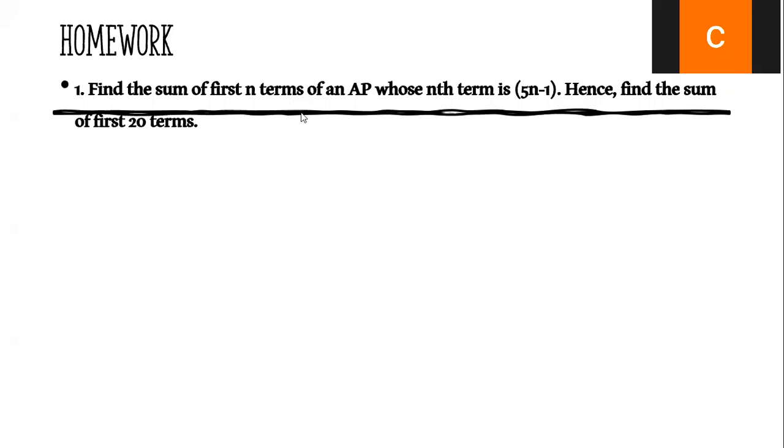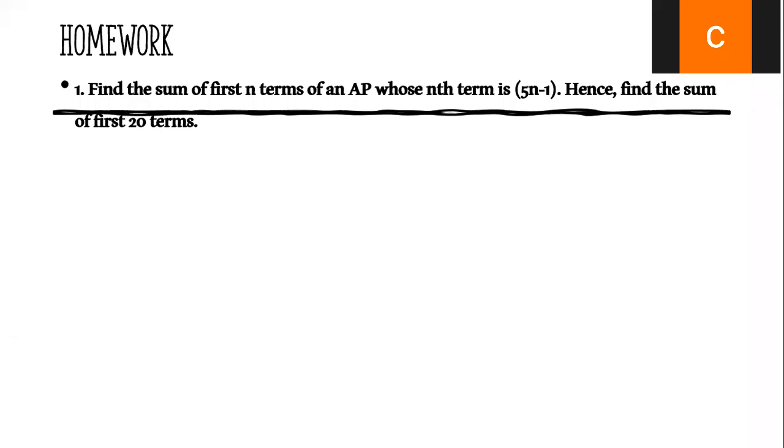Find the sum of first n terms of an AP whose nth term is 5n minus 1. Hence, find the sum of first 20. Children, first you take the first term, second and third term, which you find out by taking n values. If I take n value 1, what is the a value, children? If n value 1, it is 4. If n value 2, 9. So 4 and 9.